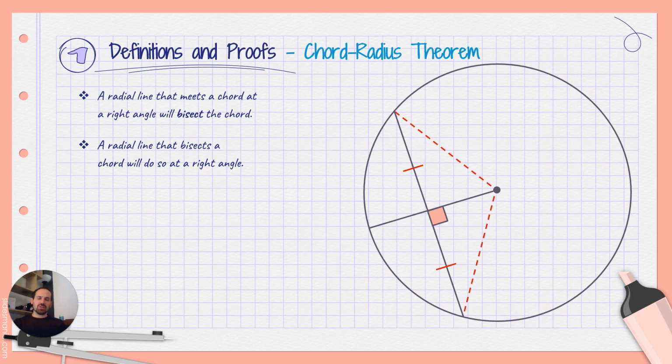And how we can prove that is by just doing something like this. Again, drawing radial lines. You can see these two are going to be the same. I've used the double dash because they're going to be the same as each other, but not necessarily the same as those two lines making up the chord.